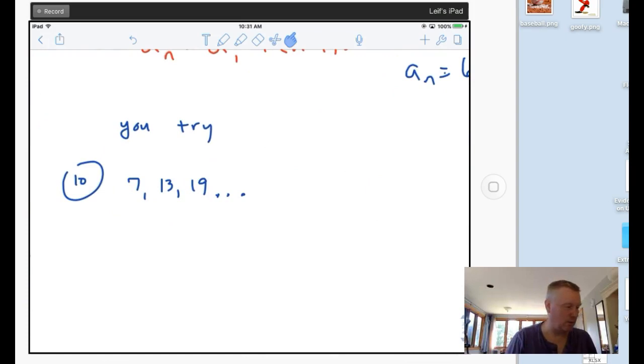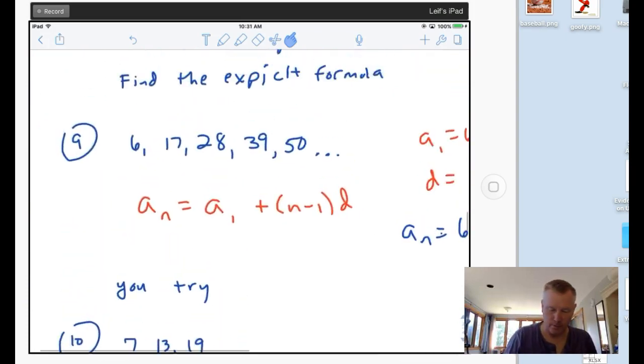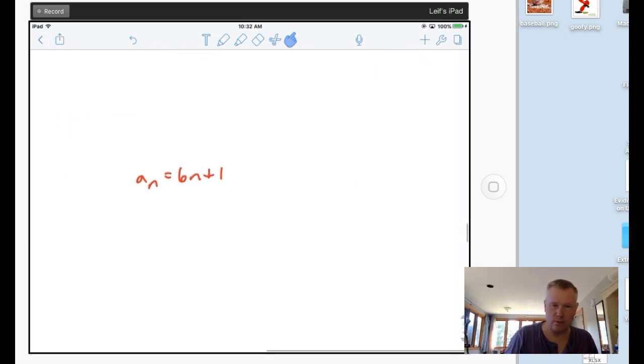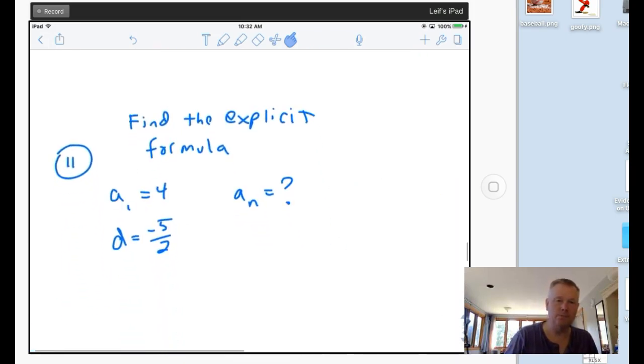See if you can come up with the arithmetic explicit formula, using that same equation. So if you don't want to see the answer, hit pause. There's the answer. Moving on.